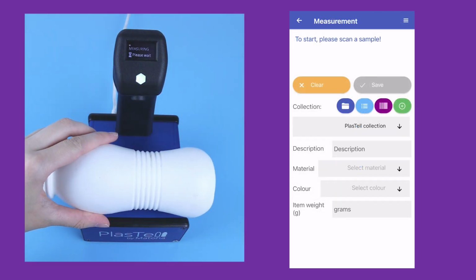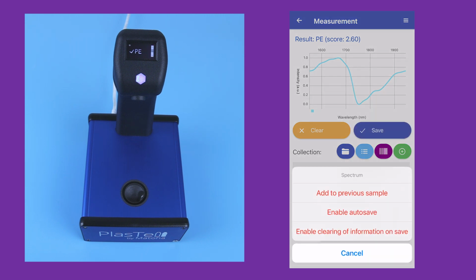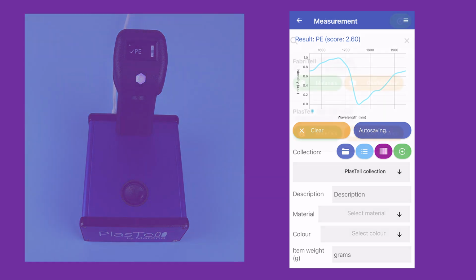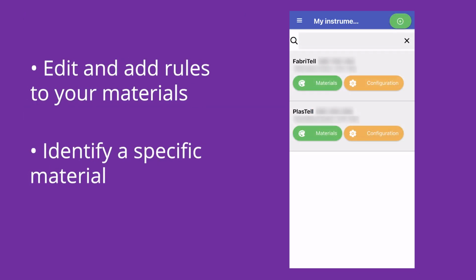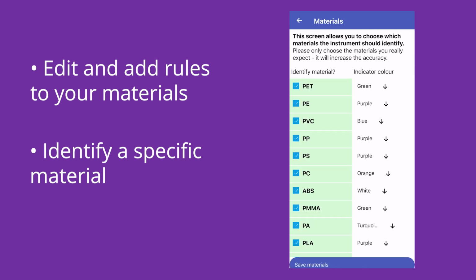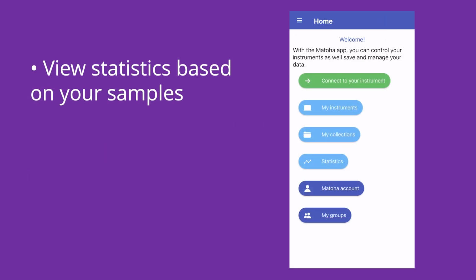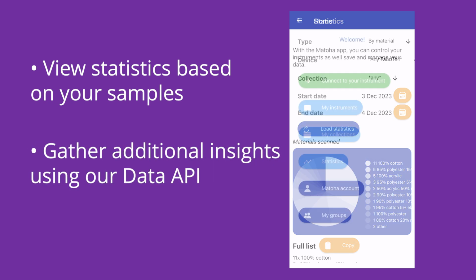Save time and quickly save your samples by using our Autosave function. Enhance your sorting process by editing your materials based on what you expect in your waste stream. Analyze large amounts of data by viewing statistics collected from several devices on your account or by accessing our data API.